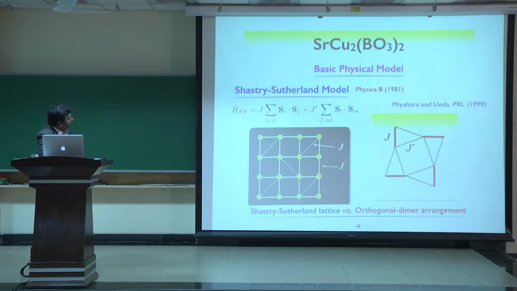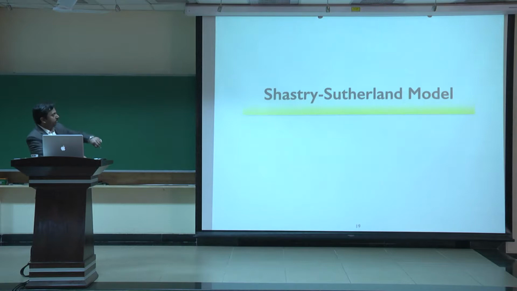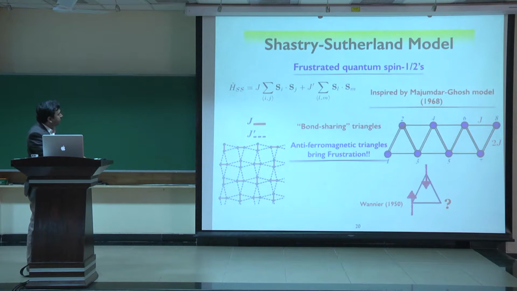Fine. So now let us come to the Shastry-Sutherland model. The Shastry-Sutherland model, as we have already stated, is a model with dimers arranged orthogonally and interacting with each other with some coupling J prime, and the intra-dimer coupling is J, of course. This is a problem of frustrated quantum spin halves. I mean, one can, in principle, have higher spins also, but as far as strontium copper borate is concerned, this is a quantum spin half problem.